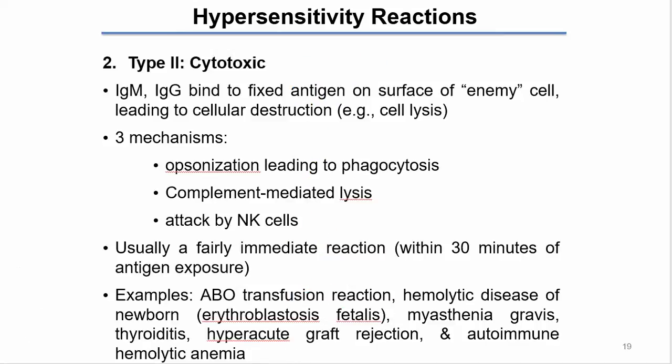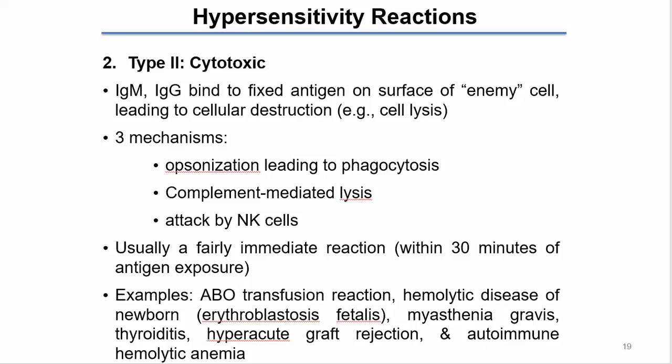The next type is type 2, often called cytotoxic. Now, cytotoxic reactions are the ones that you want. So the IgM and the IgGs are released by exposure to the antigen, and the antigen is fixed as part of the surface of the cellular membrane of the enemy cell. We'll call it the enemy cell, the cell that needs to be attacked.